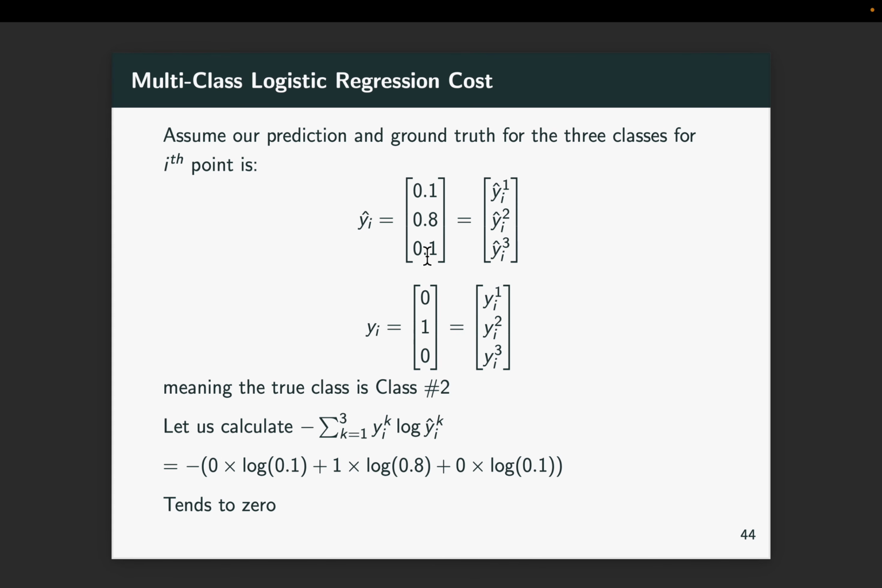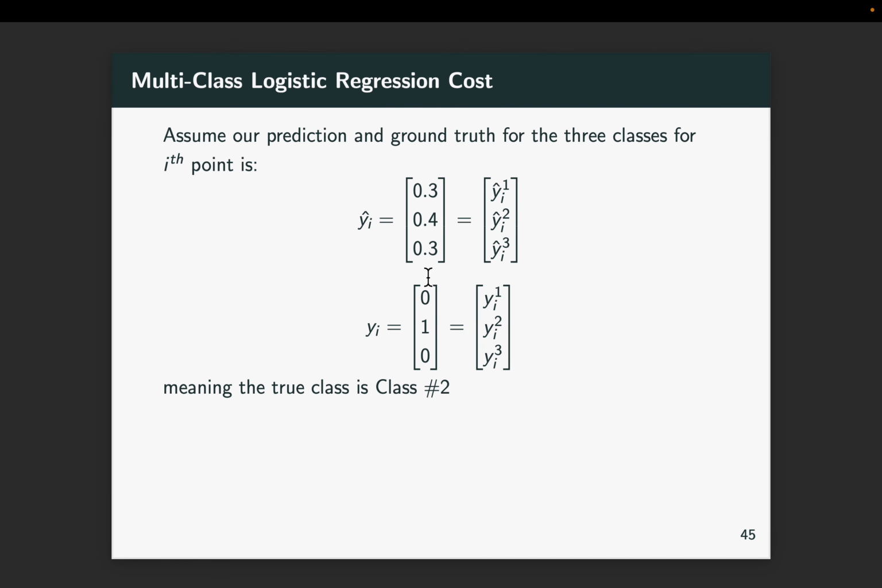This is happening because the true class, which was class 2, has a high probability, so we should get a low cost. The other important thing to notice here is that the only number which contributes to the cost function is the probability of the correct class. The other two numbers, because they'll be multiplied by 0, do not even contribute. Similarly, if we had a yi hat vector of 0.3, 0.4, 0.3, we'd expect to get a higher loss, because for the true class, the predicted probability is a low number.